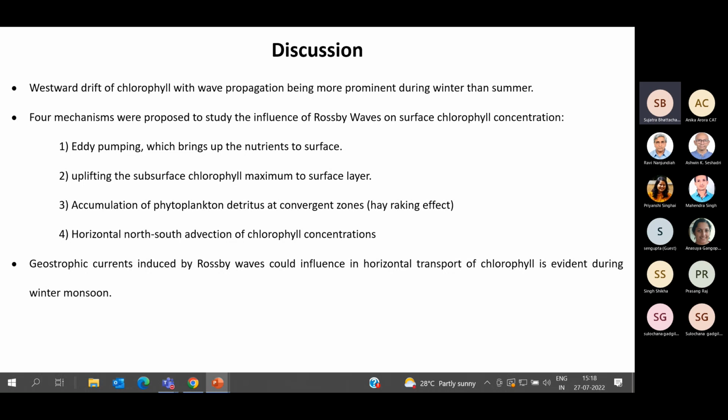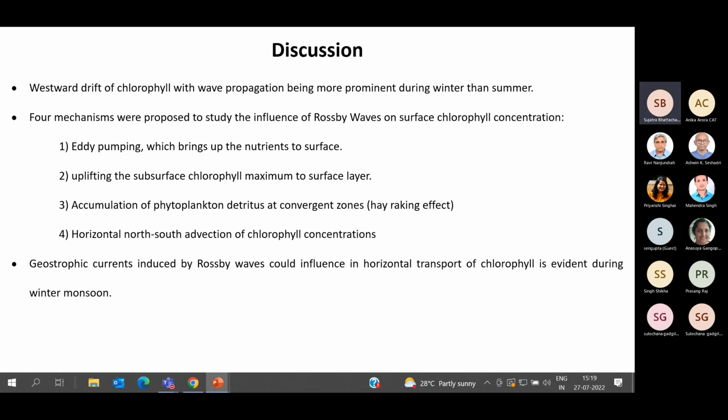The first one is due to the eddy pumping only, but the second one can be because of convergence or divergence of the waves. Mostly here the Rossby waves are downwelling, so they will be pumping the water upwards. That's why it also forms the eddy-like structure.